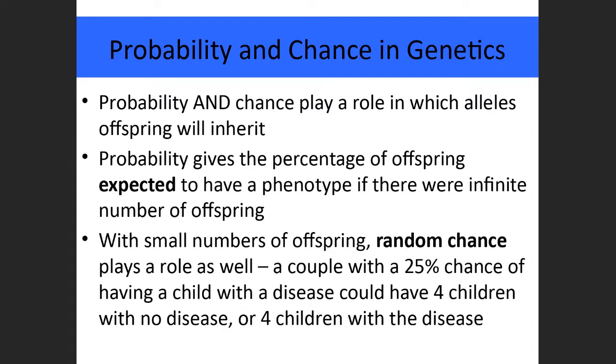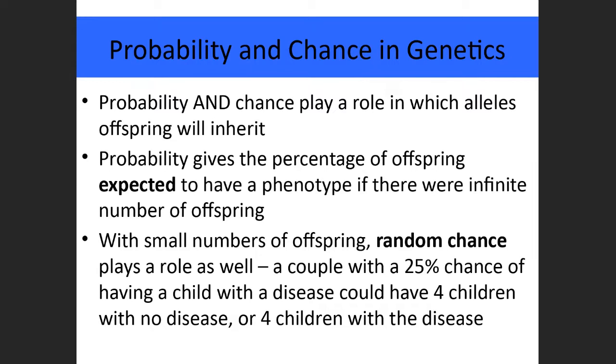So this is just showing that both probability and chance play a role in genetics, right? Parents could have kids that all get the same trait, or all of the kids could look different. So when we're talking about small numbers, if you're only having 4 kids, chance is playing a really big role. If you had 1,000 kids, things are more likely to even out. If you flip a coin 1,000 times, you're more likely to get close to 50-50 than if you only flip it 3 times.